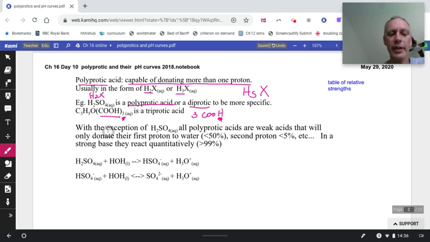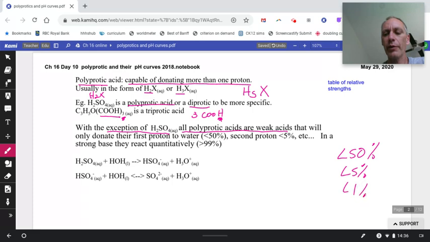H2SO4 is interesting. It is an exception to the rule. It is the only strong acid that's polyprotic. All other polyprotic acids are weak, so they follow the rule: less than 50%, less than 5%, less than 1% when you are reacting them with water as your weak base.